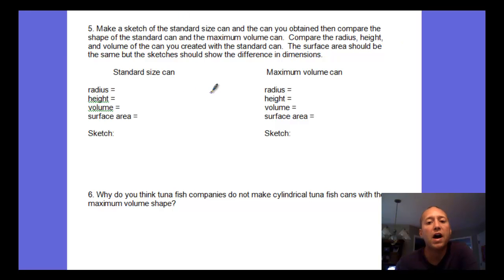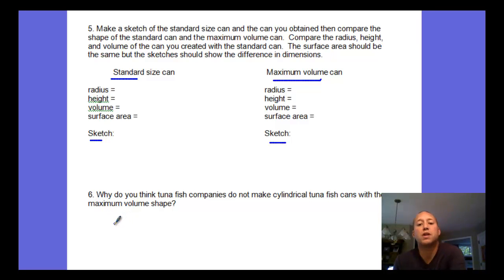And then in part 5, we're going to list the different dimensions of both a standard tuna can and the maximum volume tuna can that we actually just created. And then you're going to sketch these. These sketches should show the differences in the dimensions. So when you list your dimensions of each can, make sure your sketch reflects those different dimensions. And then 6, why do you think the tuna fish companies do not make cylindrical tuna fish cans with the maximum volume shape? So you can discuss that on your own, what you've learned.